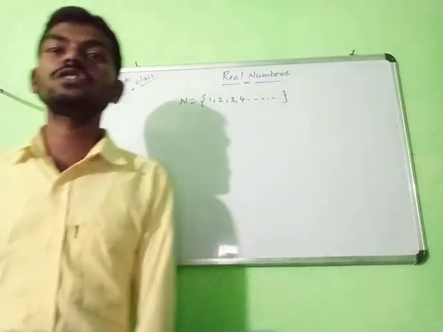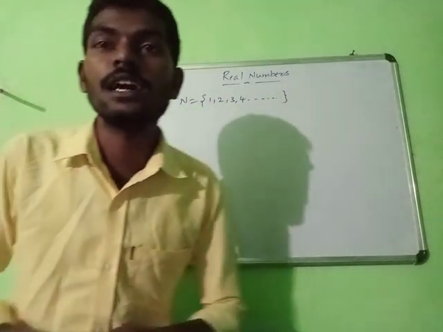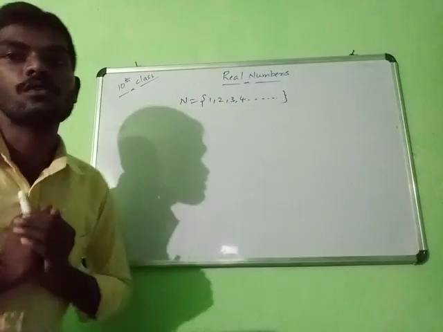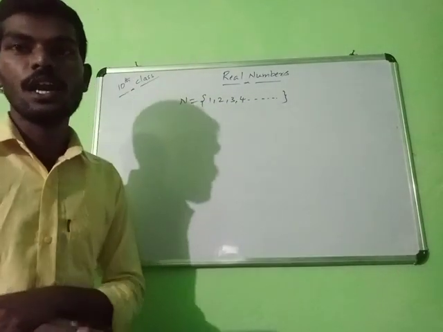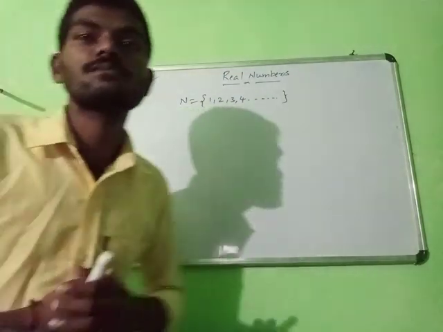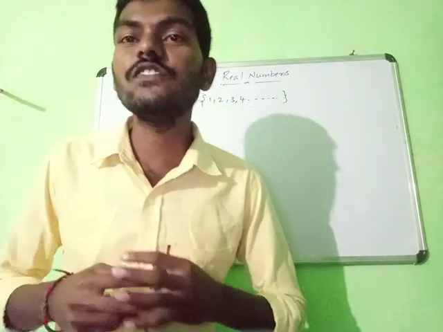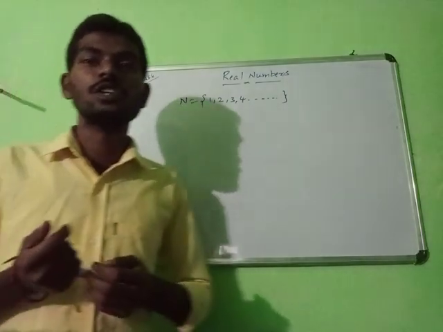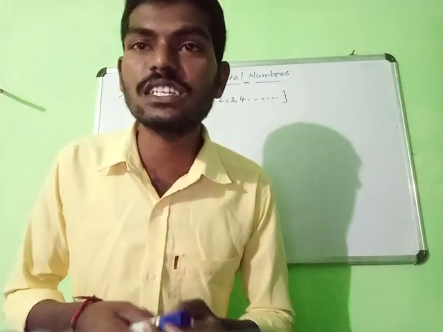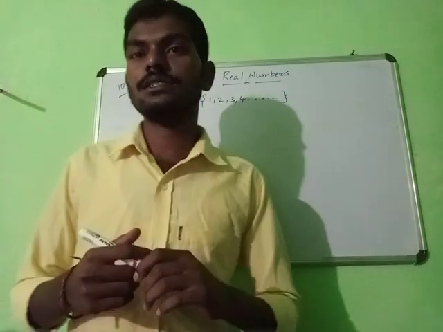N is denoted by capital N, and N is equal to the set of 1, 2, 3, 4 and so on, up to infinity. Now in these numbers, the smallest number is 1. Which is the biggest number? In natural numbers there are infinitely many numbers, so it is impossible to find the largest number. So the largest number is not defined. The smallest number is 1.